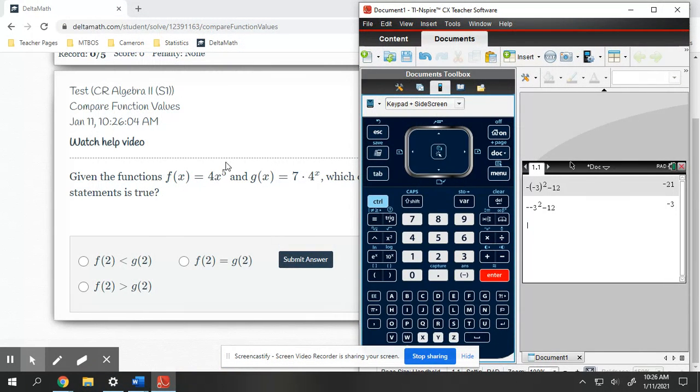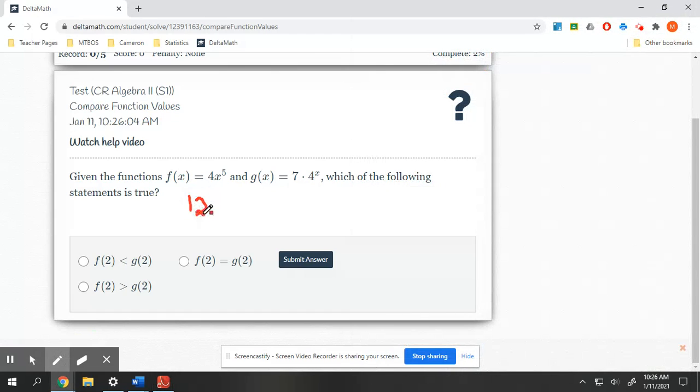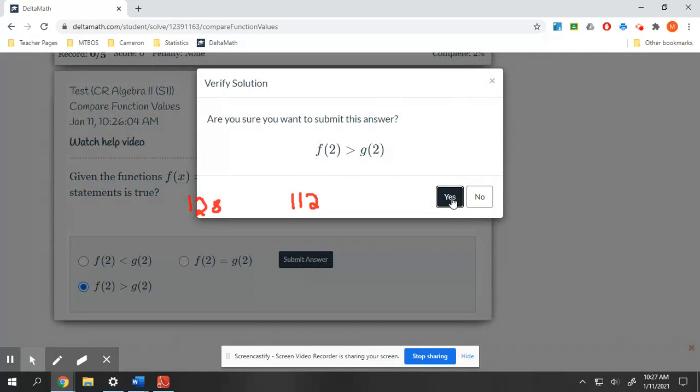All right, our first one is 4x to the 5th, and we're trying to compare this at 2. So 4 times 2 to the 5th power, and that is 128. So I know that this value is 128. And then finally, 7 times 4 to the 2nd power. That is 112. So I have 128, and this one ended up being 112. So to compare those, at 2, this function has a greater value than that. So f of 2 is greater than g of 2 at that moment in time.